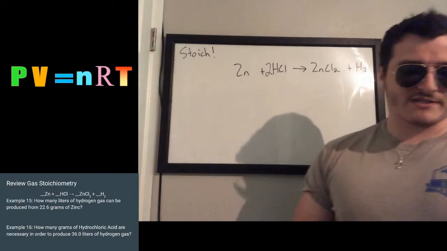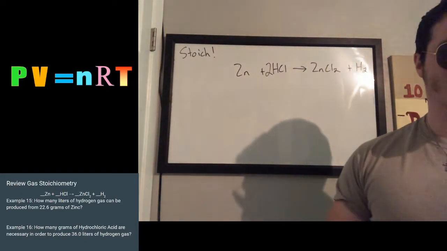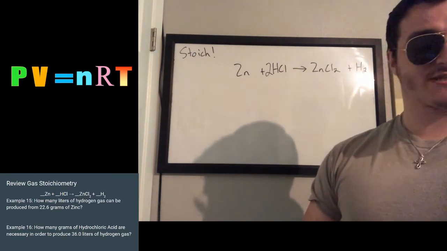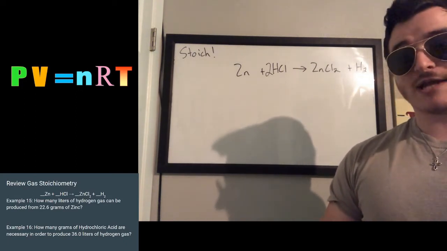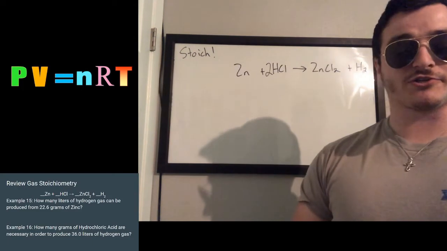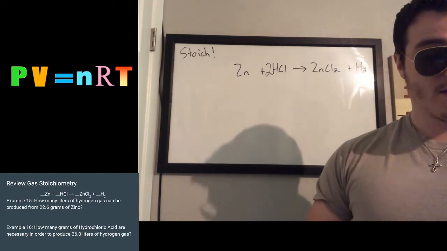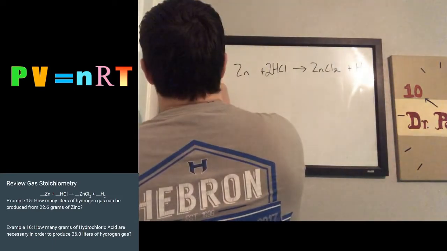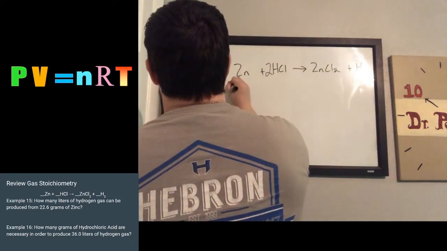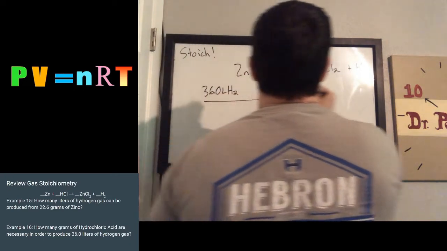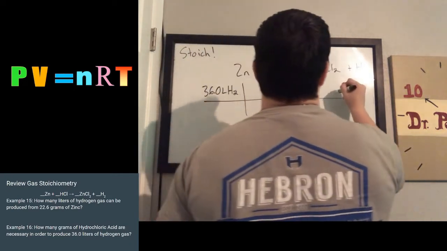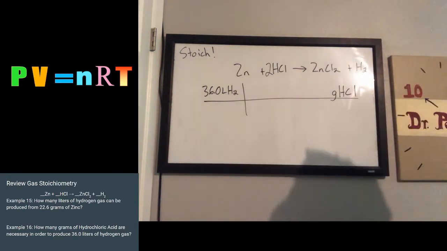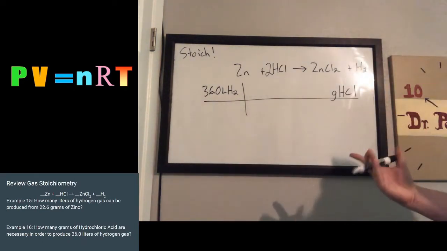The next example reads, how many grams of hydrochloric acid are necessary in order to produce 36.0 liters of hydrogen gas? Well, same 3-step setup. It doesn't mention temperature or pressure, so we're going to assume that we are at STP. So this should just be a simple stoichiometry problem. We are starting with 36.0 liters of H2, and we are going to convert to grams of HCl, like so.